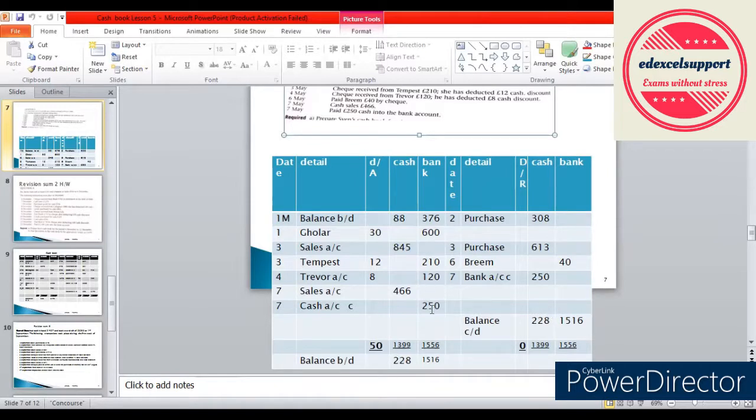Same thing should be done for the bank column. So then the total will be higher side in debit side, 1,556. Bring it to this side, and then deduct it from the amounts available. Then you get the carried down balance as 1,516 and bring it as brought down balance again, 1,516. So that's a complete sum for that.